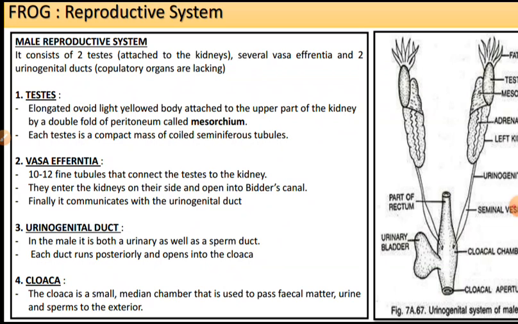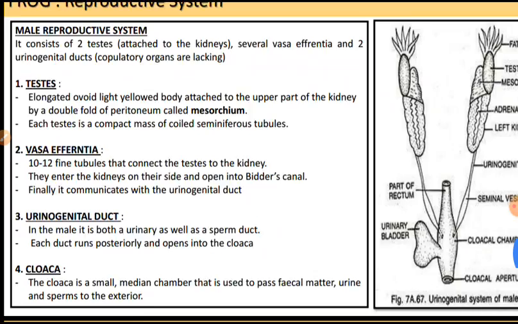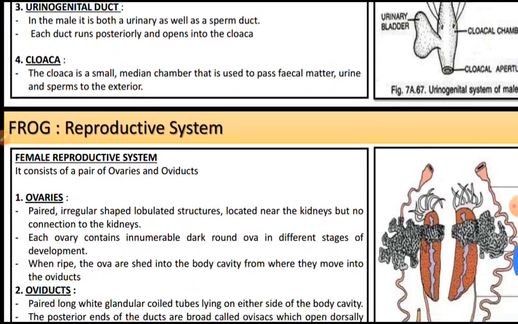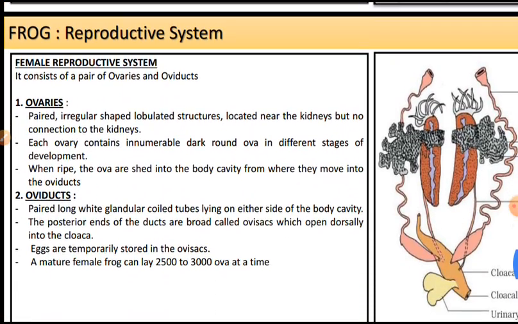It stores the sperms, and the mass of the spermatozoa is discharged into the water by the male at the time of copulation, and this is called milt. It's also a very important point you have to remember. What is milt? The mass of the spermatozoa expelled out by the male frog is known as milt. So this is about the male reproductive system. Let us move to the female reproductive system.